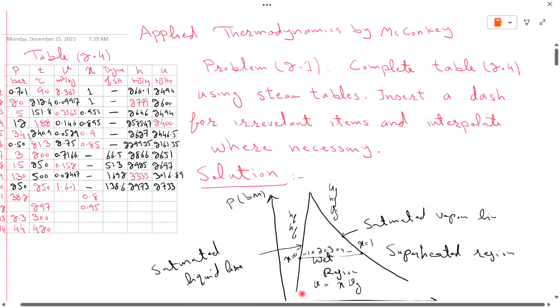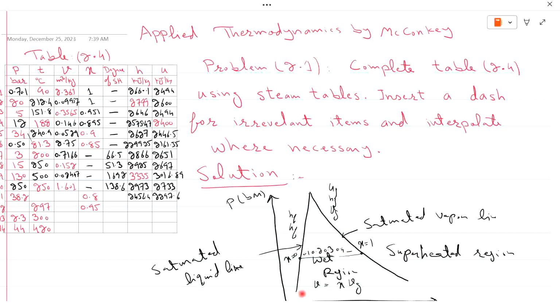So in row number 11, internal energy is 2297.6. Enthalpy is 2456.4. Specific volume is 0.04156 and degree of superheat.